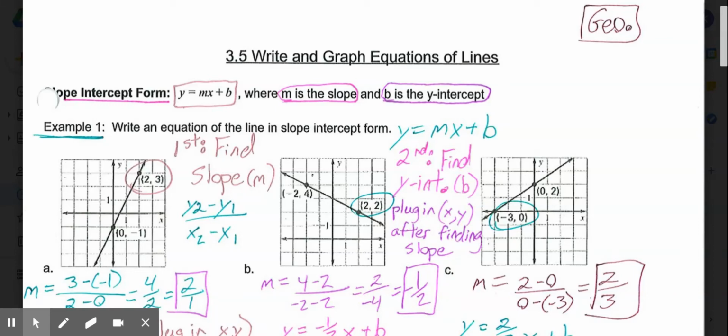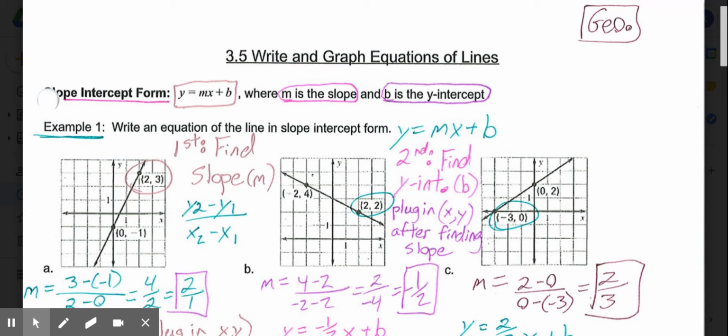Welcome to lesson 3.5, Write and Graph Equations of Lines. So the nice thing is that in Algebra 1, we've already looked at the idea of standard form and slope-intercept form for lines. This lesson, we're mainly going to do a refresher on those, of how we write and then how we graph those equations of lines.